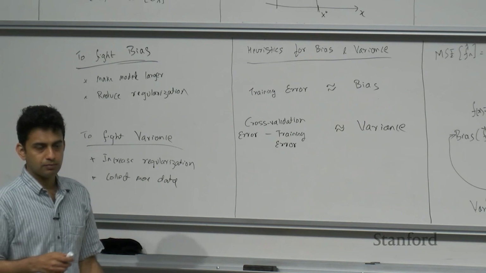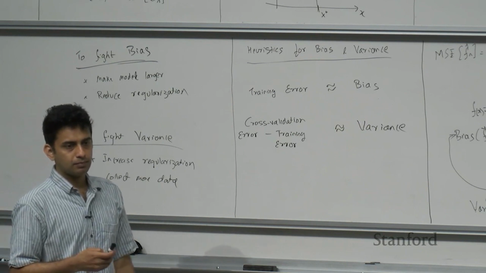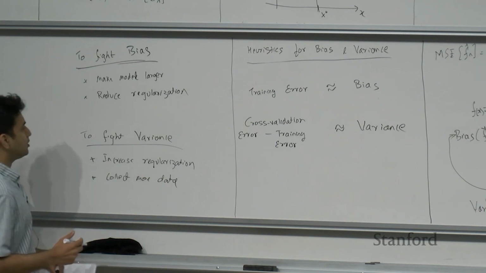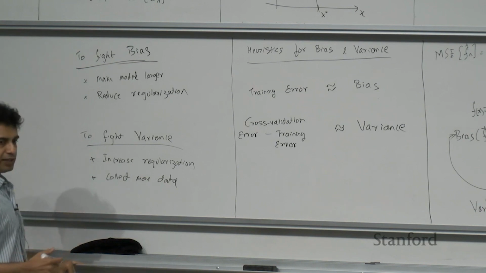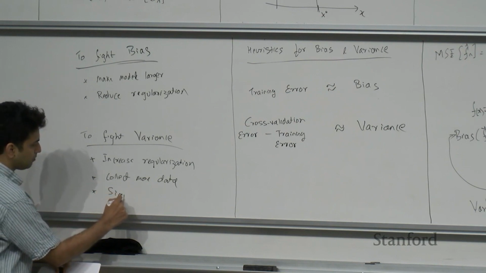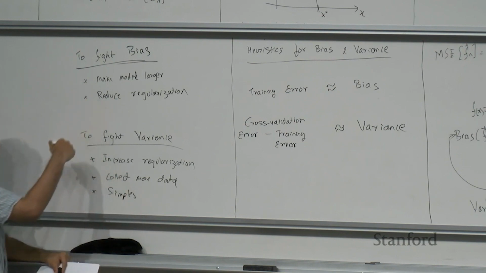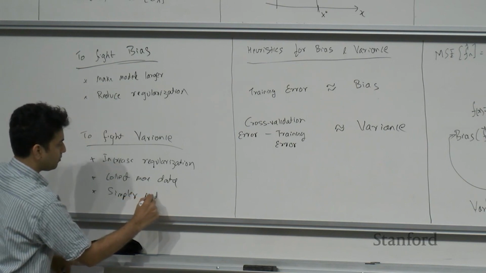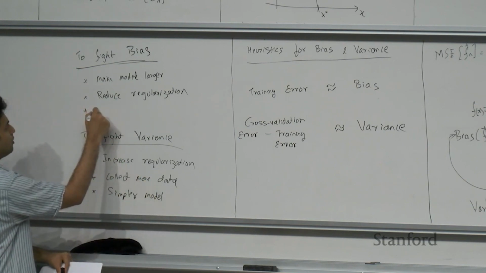The question: do we not consider reducing the flexibility of the model to fight variance? Yeah, absolutely. So the question is, do we not consider reducing the flexibility of the model to fight variance? Absolutely. Simpler model. So this is not an exhaustive list. These are just some examples. Simpler model, absolutely. More complex model.